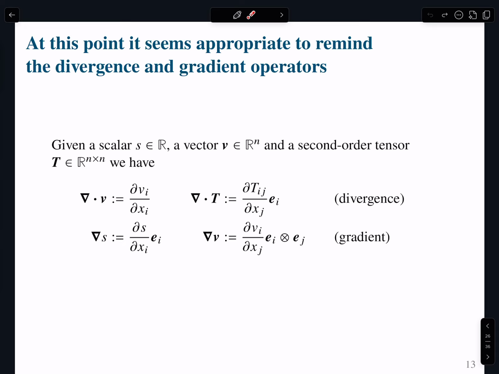Remember that the divergence reduces the rank of a tensor. So if I have a vector, the divergence is going to become a scalar. If I have the divergence of a second-order tensor, it's going to reduce the rank and become a vector. So this operation, the divergence of a tensor, is the derivative of Tij with respect to xj, times ei, right?